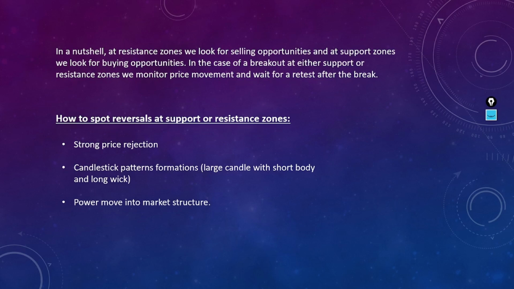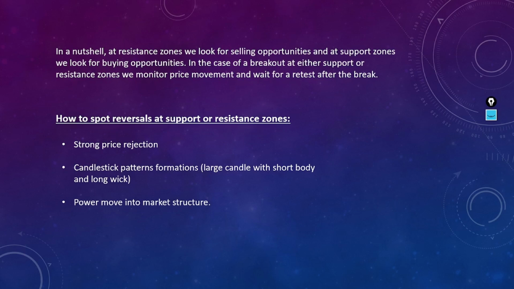Candlestick pattern formations: large candles with short bodies and long wicks. Like I was explaining, the candles themselves can give you more confirmation that this is a reversal that's going to take place, especially if the candle is approaching a support or resistance zone. So if you have a candle with a small body and a long wick approaching a trend line or support or resistance zone, then it will more than likely be a sign of reversal.